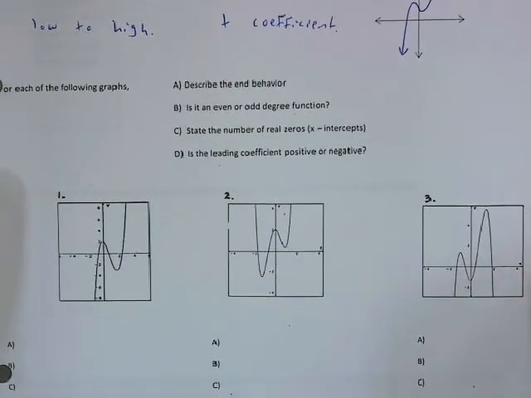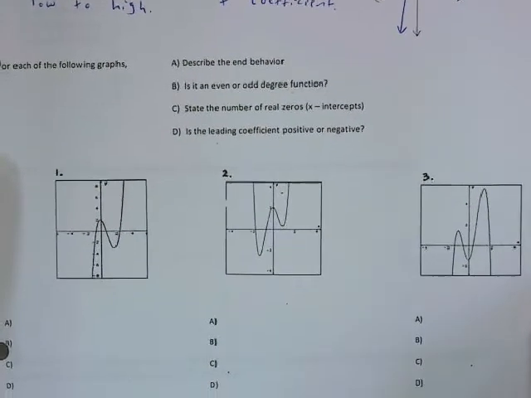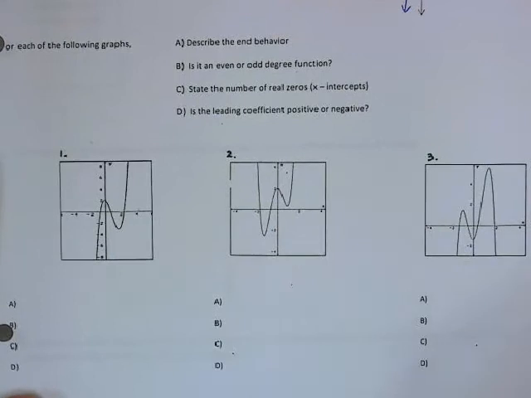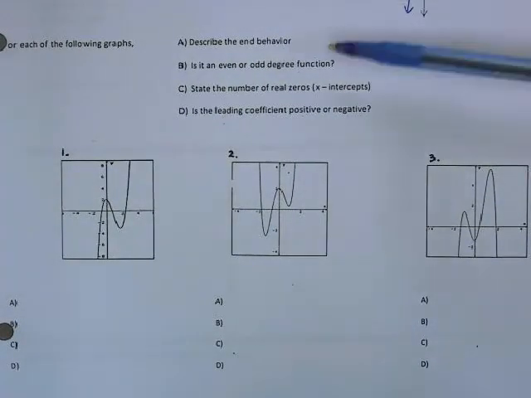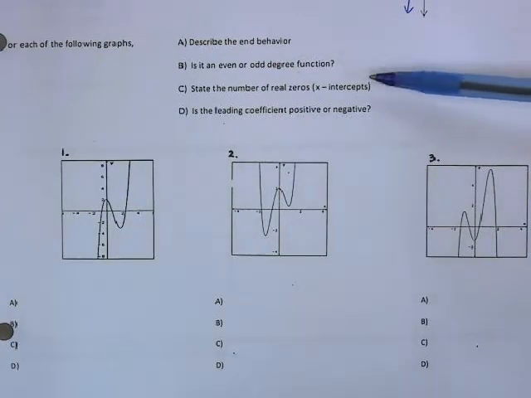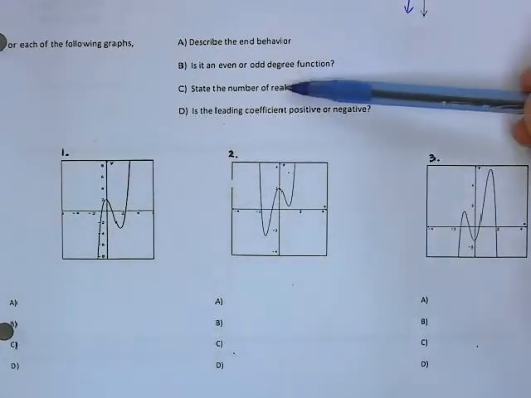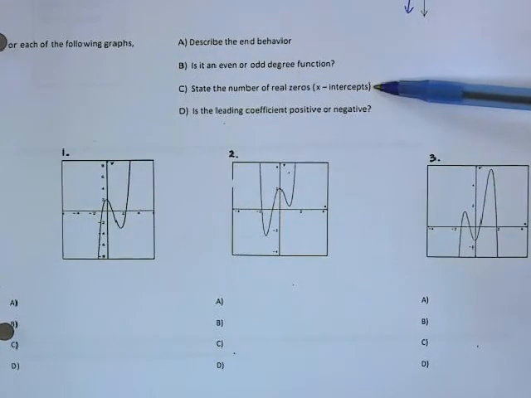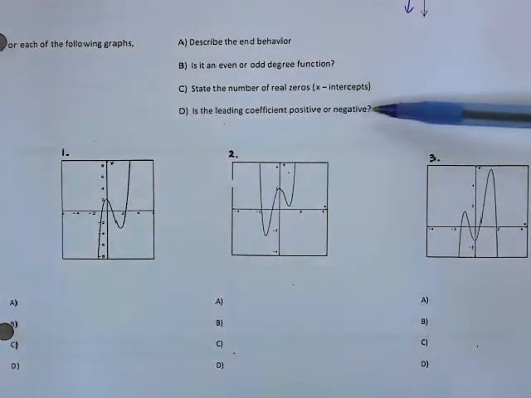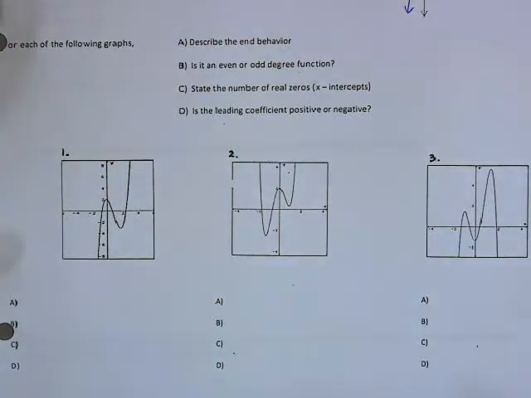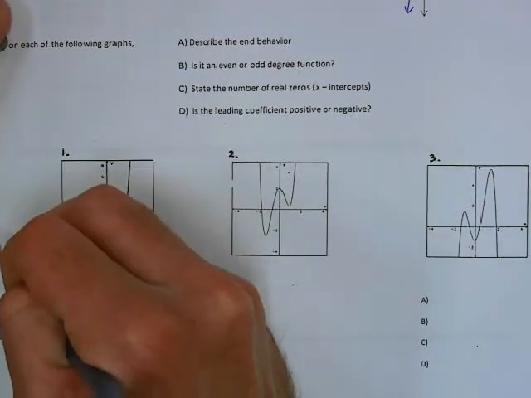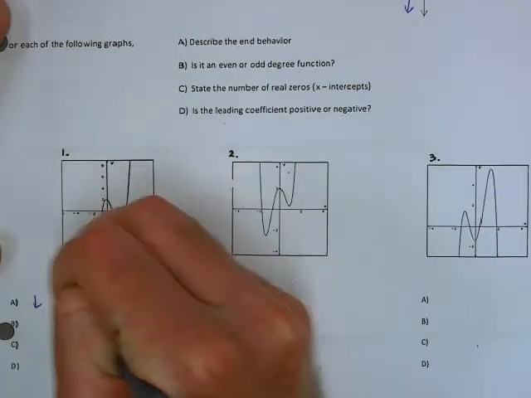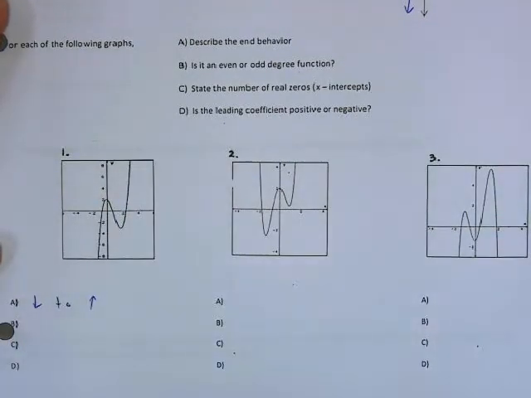All right, at the bottom here, we want to answer a few questions for each one of these graphs. Okay, so we want to describe the end behavior. Is it an even or an odd degree function? State the number of real zeros, and then real zeros basically just means how many x-intercepts does it have? And then is the leading coefficient positive or negative? Okay, so starting with graph number 1, describe the end behavior. Well, it goes from low to high, so that's easy, low to high. You can use the arrows or you can write the words, doesn't matter.